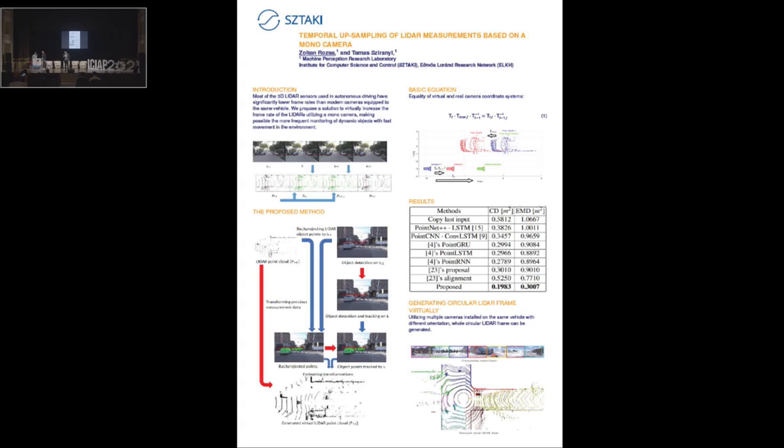Good afternoon, everyone. My name is Zoltán Rózsa, and I'm from the Machine Perception Laboratory of the Hungarian Institute of Computer Science and Control. The paper and topic I will briefly introduce is temporal upsampling of LiDAR measurements based on a mono camera. So what is the problem and the motivation? LiDAR sensors, which are frequently used in autonomous driving to measure distances, have a much lower measurement frequency than modern cameras equipped on the same vehicle. So we propose a method to temporally upsample these measurements based on the mono camera images.